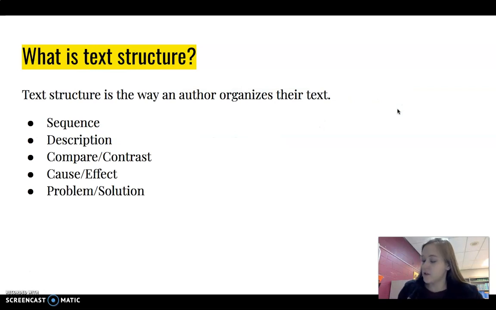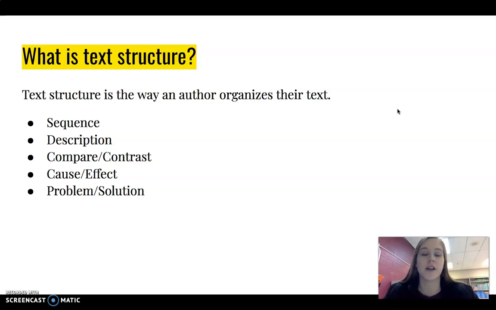Before we get into the 2 text structures that we're going to go over today, let's review a little bit about what we talked about yesterday. Remember, text structure just means how the author has organized their text. Yesterday we talked about the first 3. The first one was sequence. Remember, if a text is using sequence, it's going to be telling you what should happen first, second, and third.